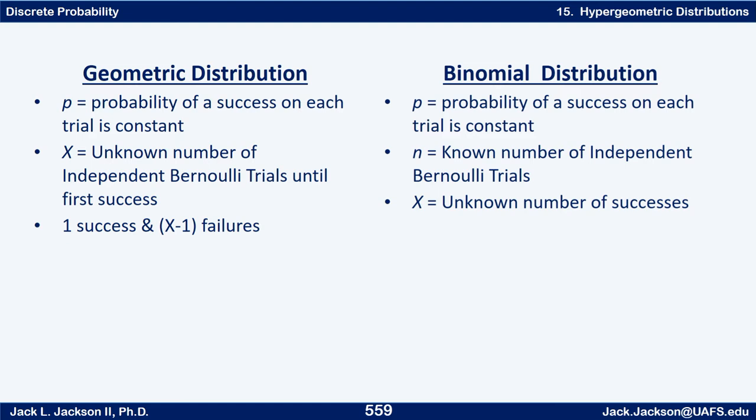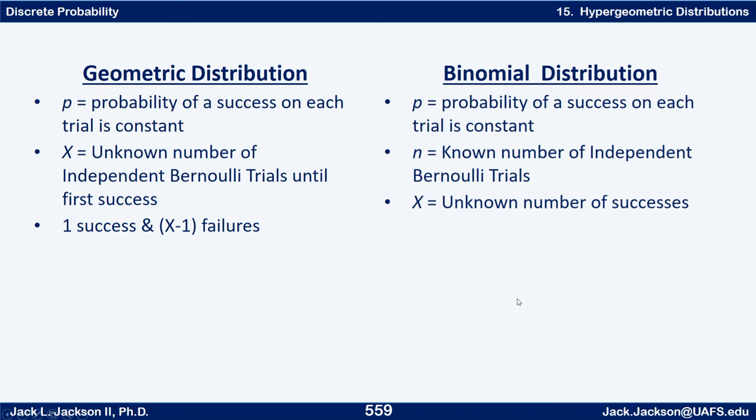And then in addition to that, the probability of failure, of course, is Q, which is 1 minus P. Now, the difference in the geometric distribution and binomial distribution is, in a geometric distribution, we repeat these trials until we get our first success, and then we stop. So what we don't know is how many trials we're going to have, and that's going to be X. And what we do know, though, is we're going to get one success, and of course that leaves X minus 1 failures before that.